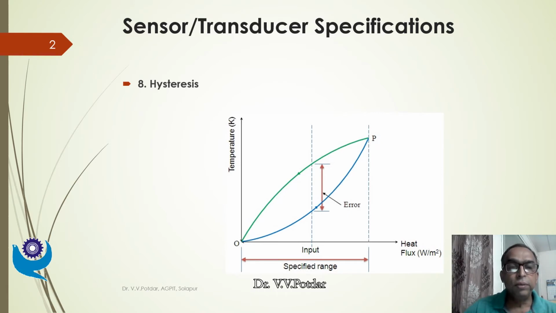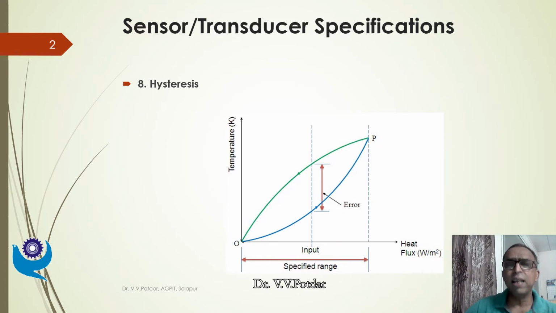When I go on decreasing the input at the same heat input value, I might get a higher temperature reading, maybe 120 Kelvin. So this much would be the hysteresis error of that transducer. Now when I come to this particular value, there will be maximum hysteresis error given by the transducer.